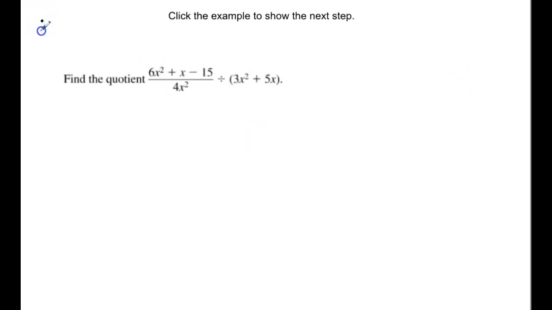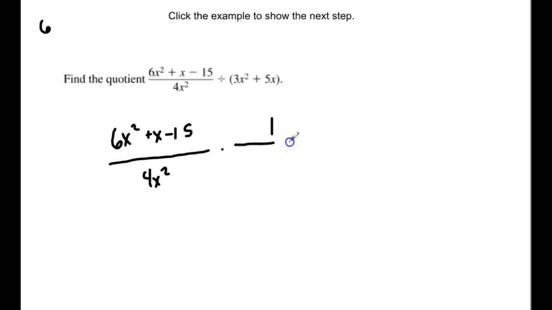So here's example number 6, okay? So the first thing I want to do is multiply by the reciprocal, because I don't like dividing by fractions. So I have 6x squared plus x minus 15 divided by 4x squared, and then I multiply by the reciprocal, so I flip this fraction, 3x squared plus 5x, okay?